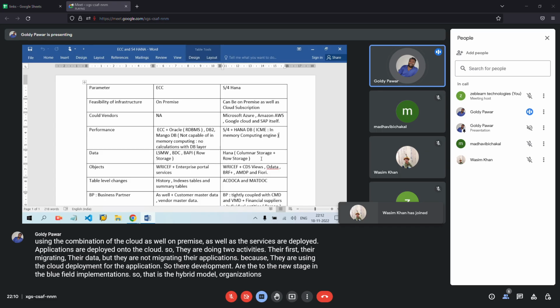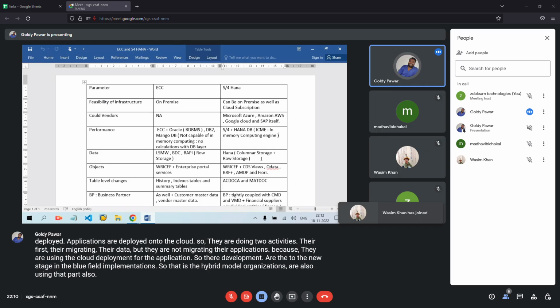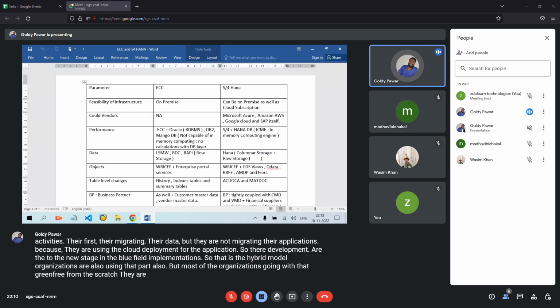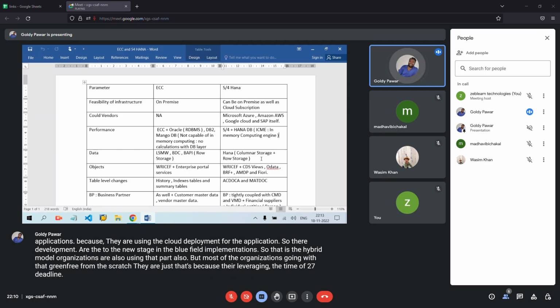Organizations are also using that, but most organizations are going with greenfield from scratch, because they are leveraging the 2027 deadline. So we do have a couple of years.